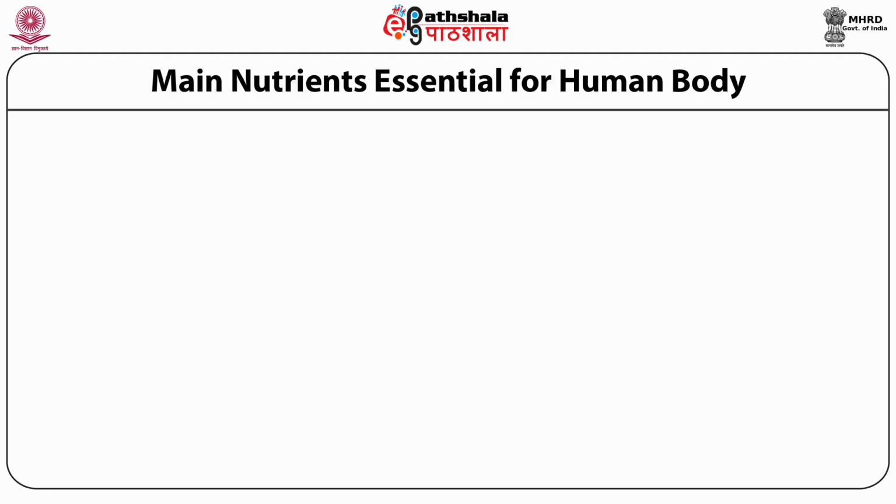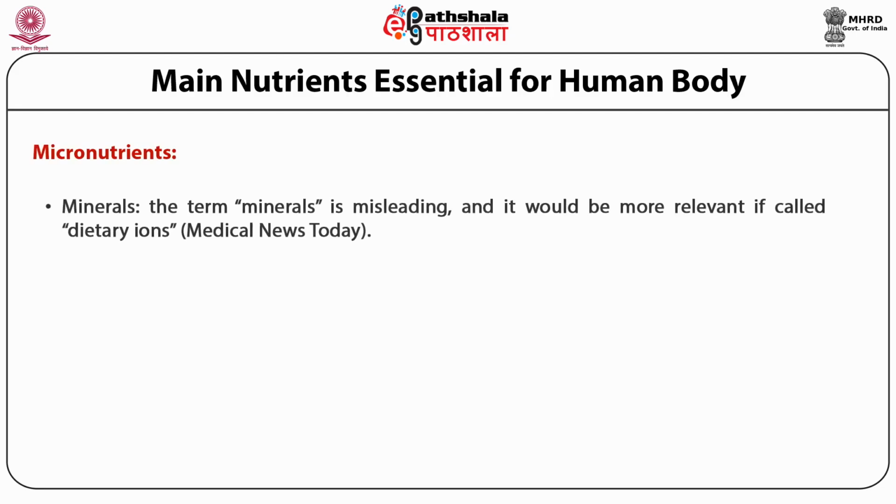We just talked of macronutrients. Now let's see the micronutrients. These nutrients are required in relatively small quantities throughout a person's life. Minerals. The term mineral is misleading. It would be more relevant if called dietary ions.